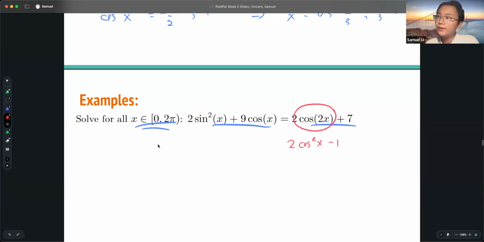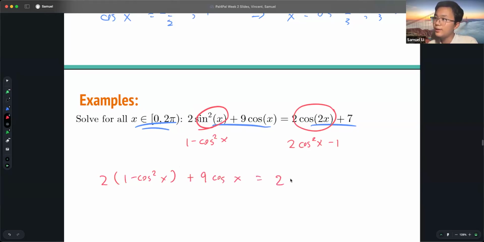I've said this right here, we could use the Pythagorean identities like this. So we have twice of 1 minus cosine squared x. All I have done is replace the stuff in the equation with the identities.